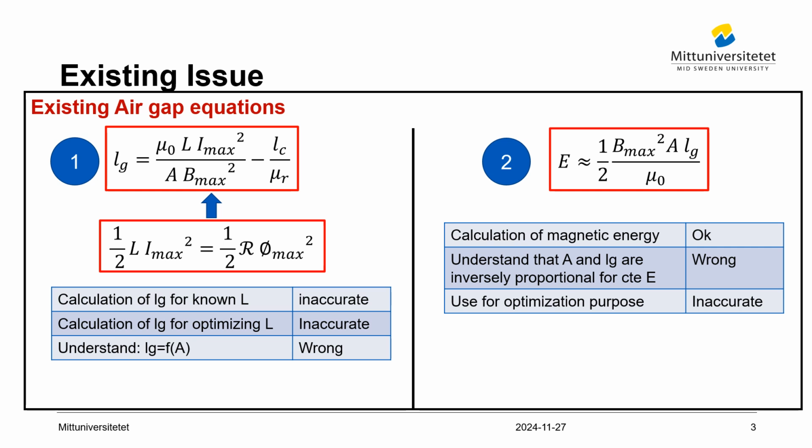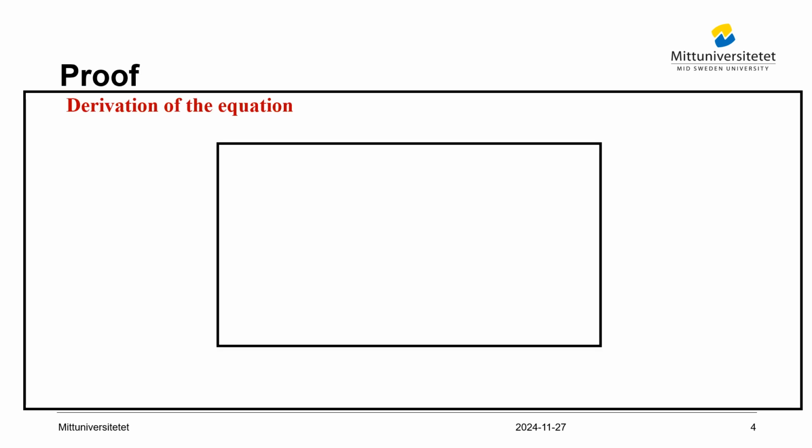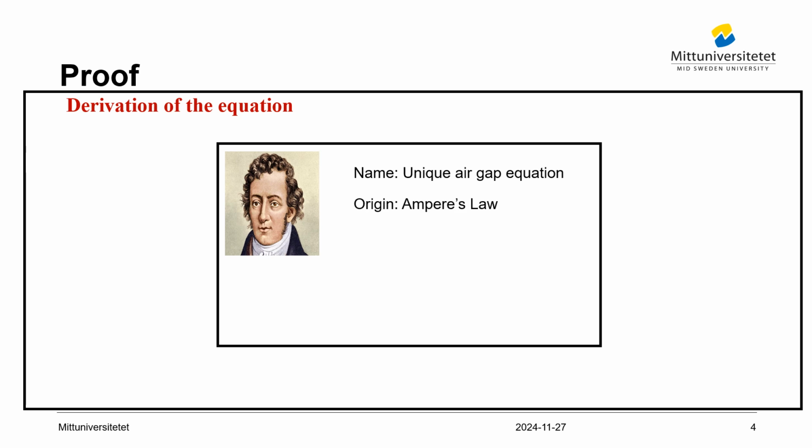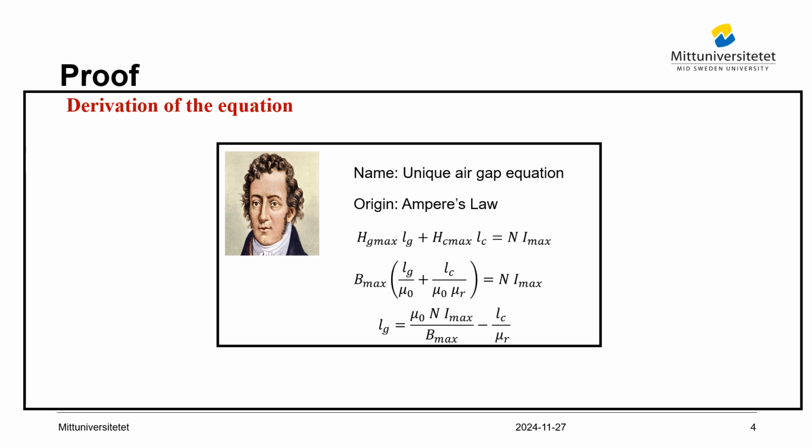Now I will introduce the correct equation to calculate the air gap. I call it the unique air gap equation, because it's derived from Ampere's law. Ampere's law is a fundamental law in electromagnetism theory. And if you apply Ampere's law to the inductor, we can get the following.